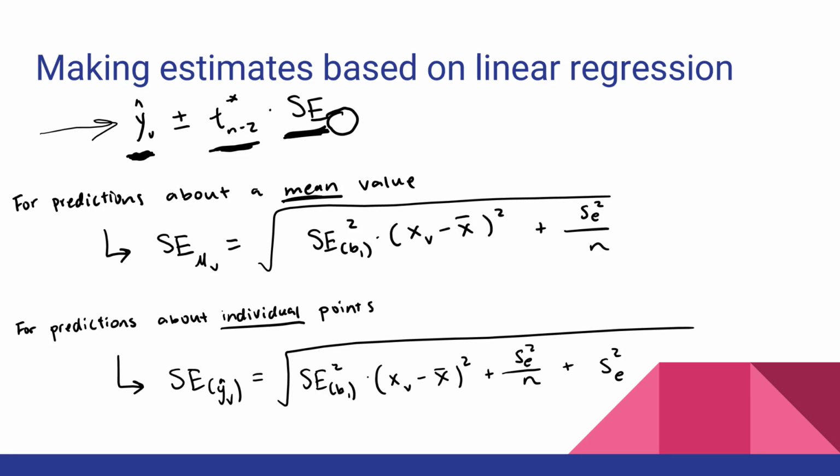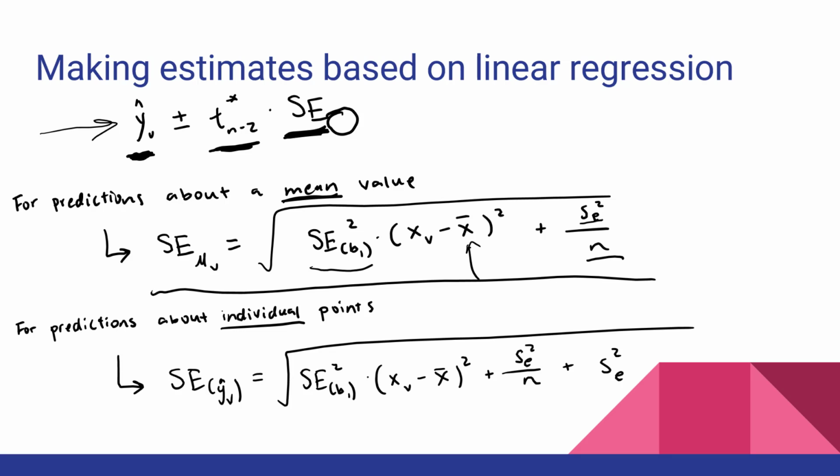When you're talking about means, this is the equation for it. So I need to specify what all the variables are first. Most of them you should recognize. Your SE_b1 is the standard error for your slope. Your s_e is going to be the standard error for your residuals, and your n is the number of data points you have.